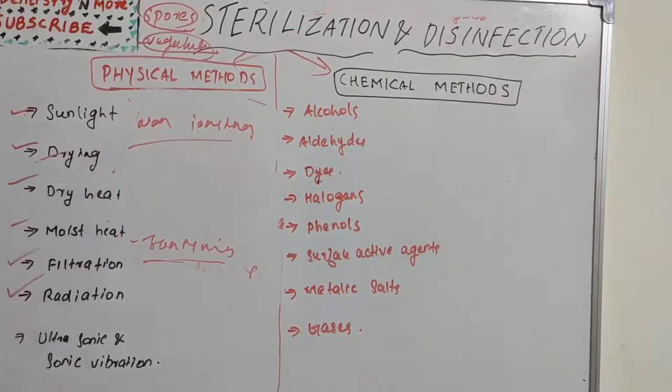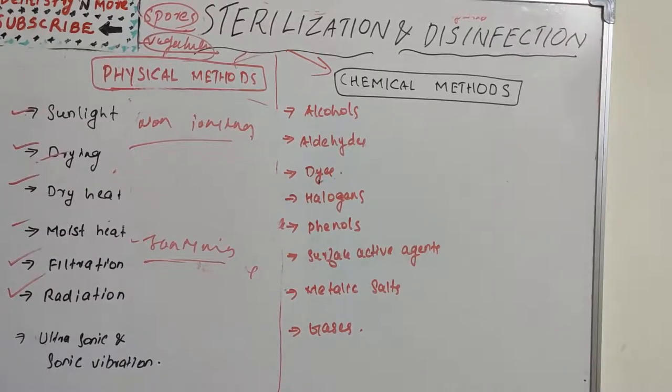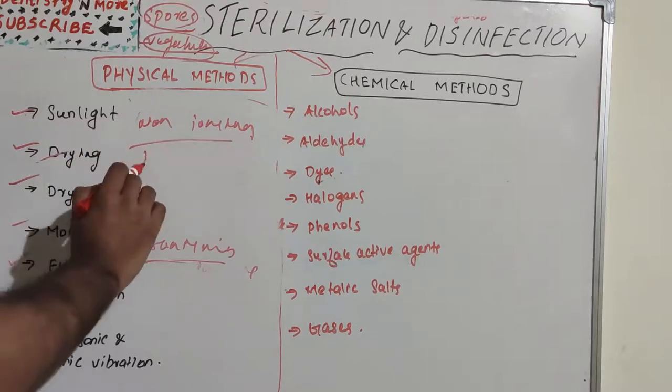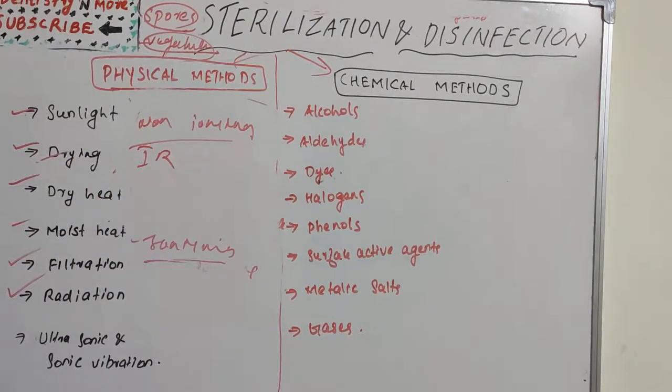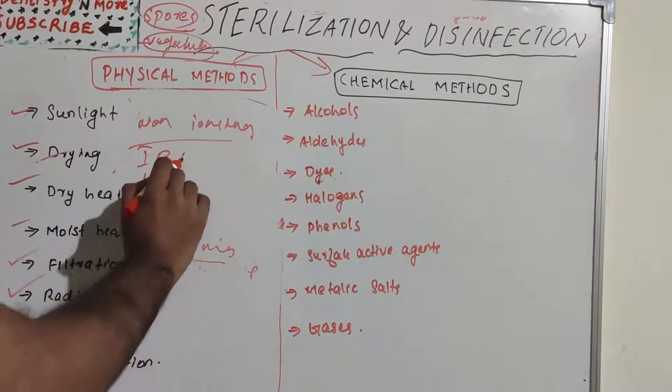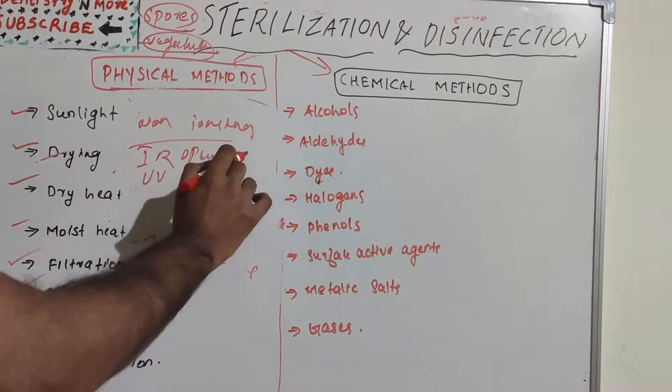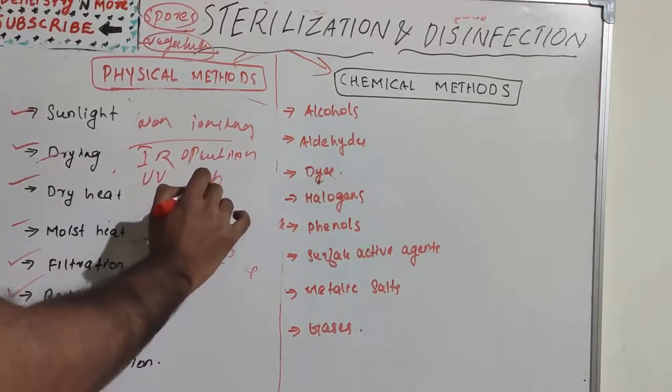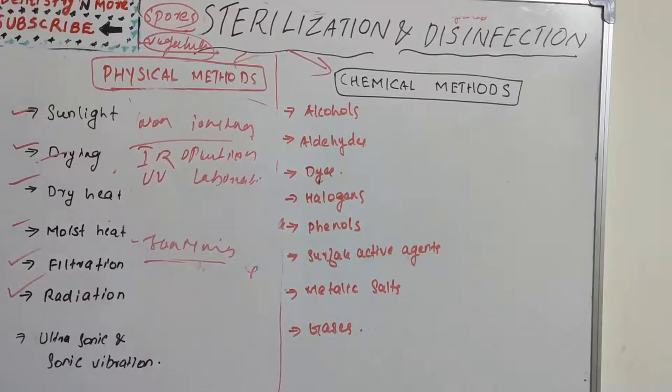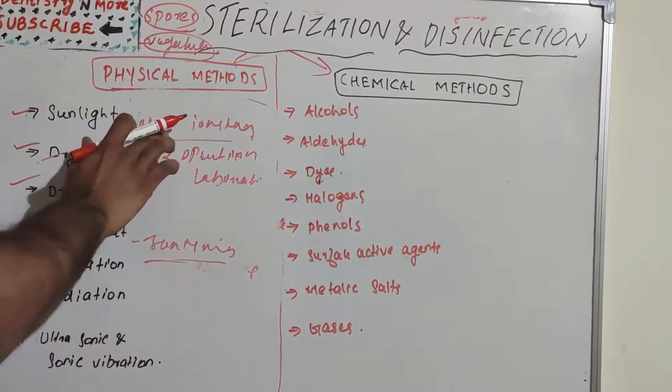So non-ionizing radiation uses longer wavelength and lower energy, hence it loses the ability to penetrate substances and can only be used for sterilizing surfaces, like infrared radiation, which is used for rapid mass sterilization of pre-packed items such as syringes and catheters, and also UV radiation, which is used for disinfecting enclosed areas like operation theater and the laboratories. So UV radiation can be used, which is high wavelength, low energy.